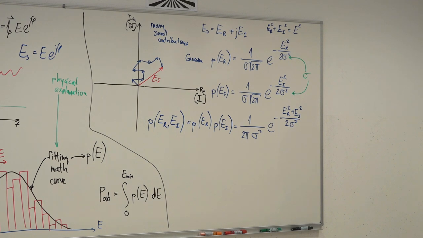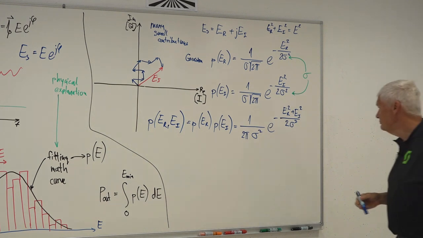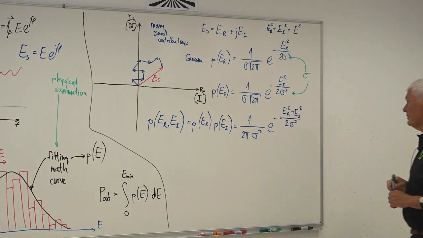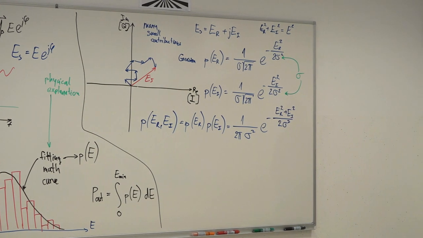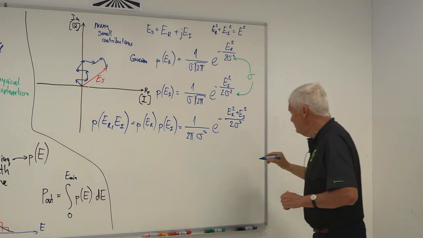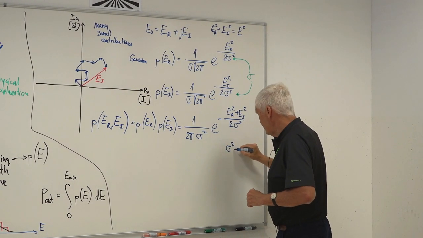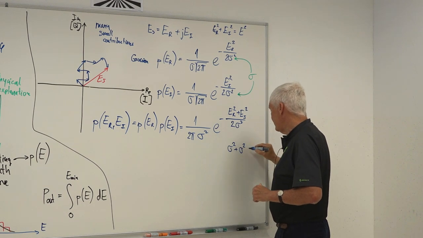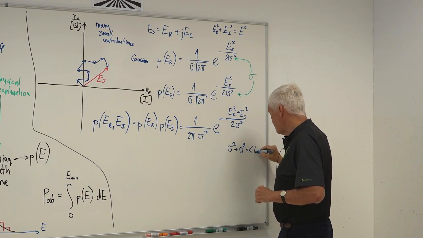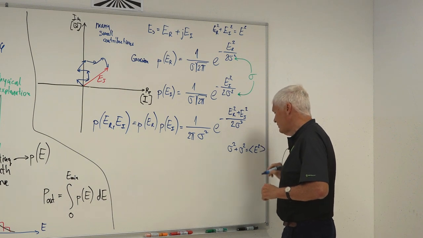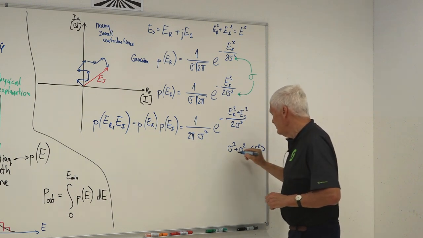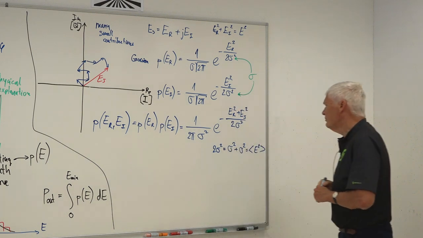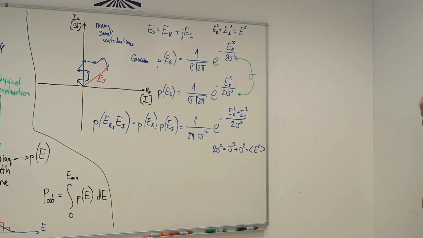What is sigma? There is a sigma for real, and a sigma for imaginary. Both sigmas are the same. But the total is simply sigma squared from the real part plus sigma squared of the imaginary part. This is just the average of the electric field squared. So this is just 2 sigma squared, which fits our equation quite nicely over here.